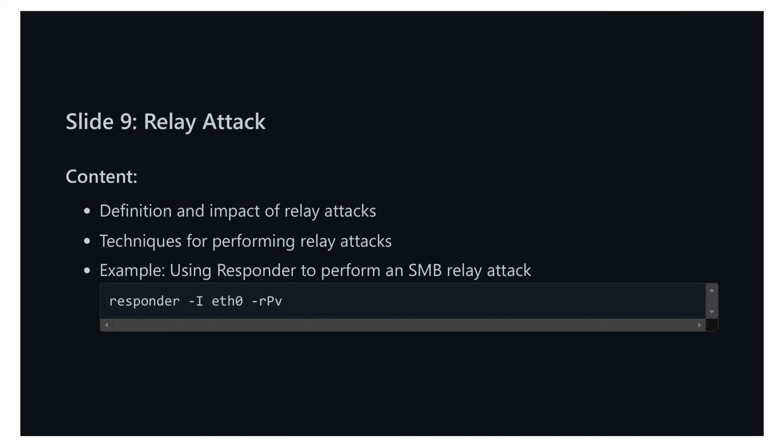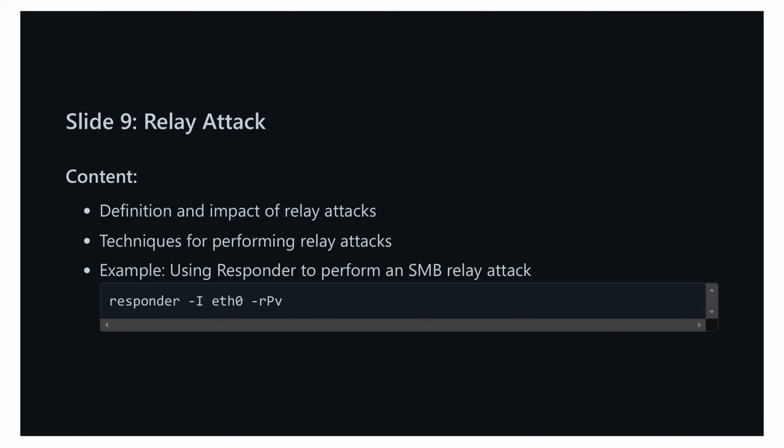We'll look into techniques for performing these relay attacks, and as an example, we'll use the tool Responder to perform an SMB relay attack. The command for this example is responder -I eth0 -rPv, where we specify the network interface with -I, enable the SMB relay module with -r, and activate the poisoners with -Pv.